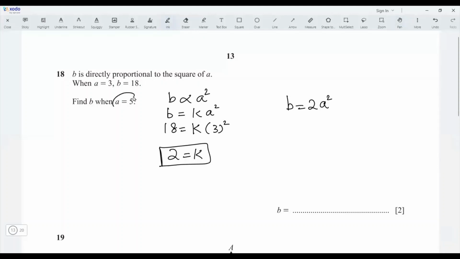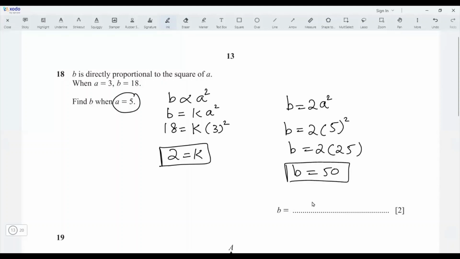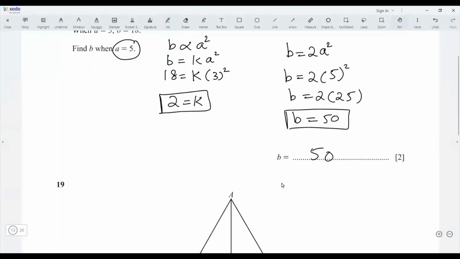So replacing that A with 5, we will have the value of B. So it is equals to 2 times 5 squared. 5 squared is 25. 25 times 2 results in 50. So 50 is the final answer for B. Variations questions are mostly coming in paper 1.